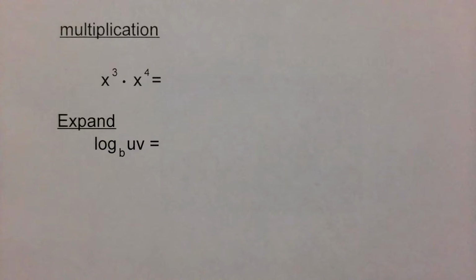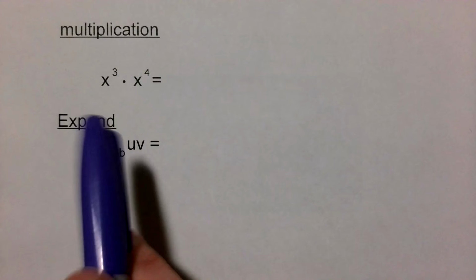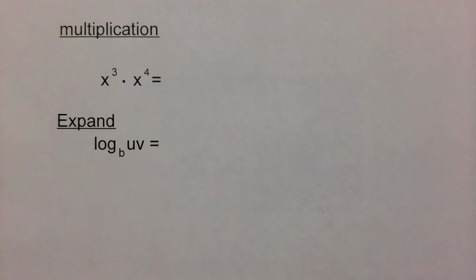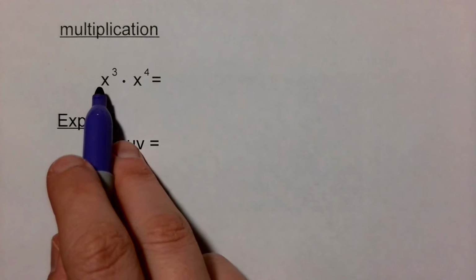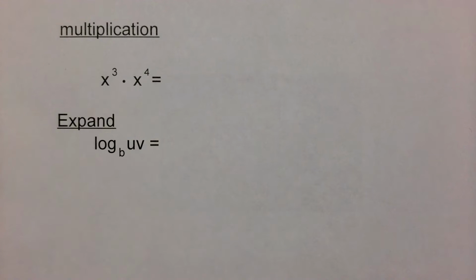So we'll start with multiplication. I'm going to start with the exponent rule, make sure you remember that, and then show how that relates to expanding a log. And when we're done with all of the rules, we'll go backwards and go from something long and condense it. Starting with multiplication, what we're talking about is having the same base to different powers, and we're multiplying something like this, x to the third times x to the fourth.